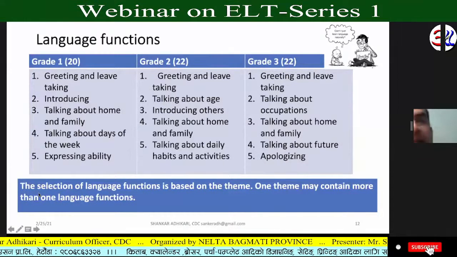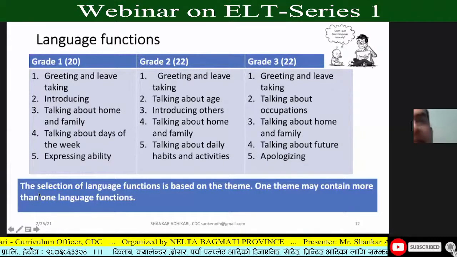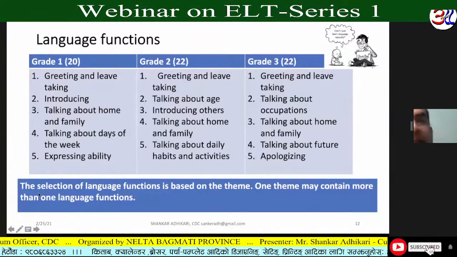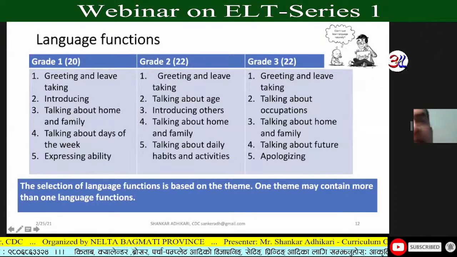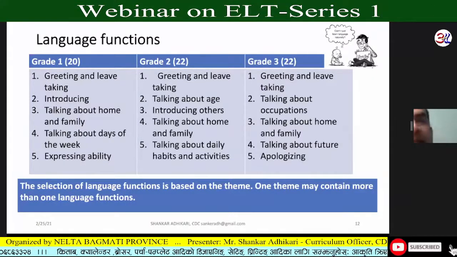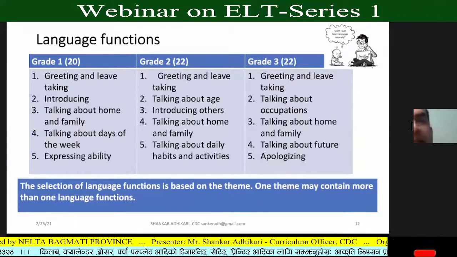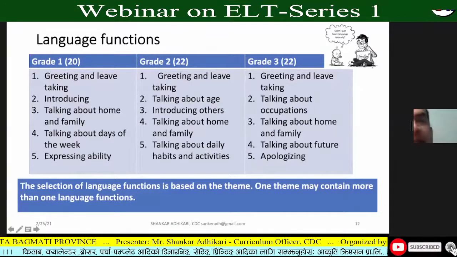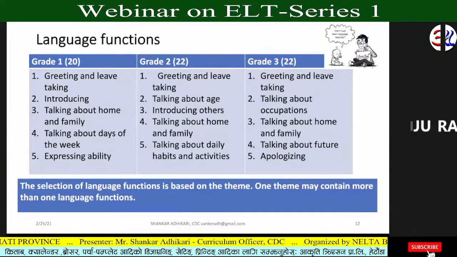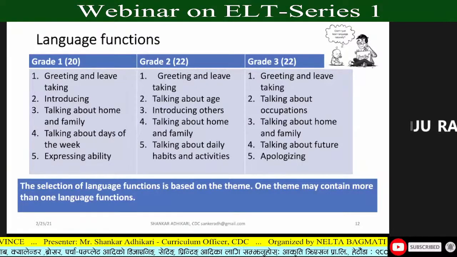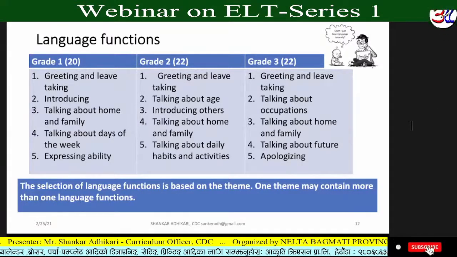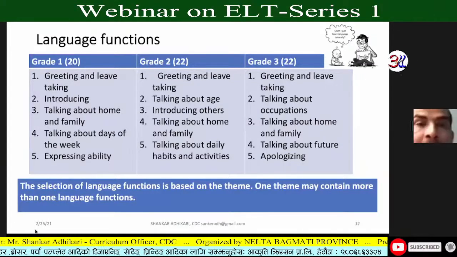We have tried to do that, and one theme may contain more than one language function. There is no one-to-one relation between theme and language function. So there may be 2 or 3 language functions in a particular theme, or in some cases there is only one language function introduced in a particular theme.